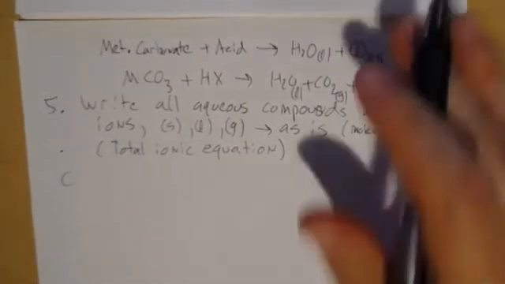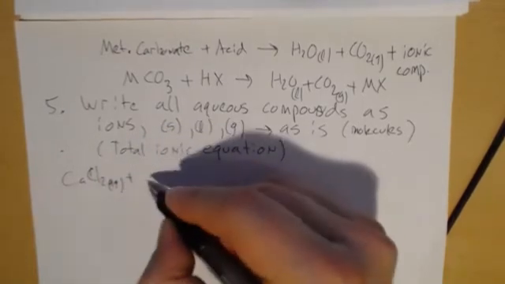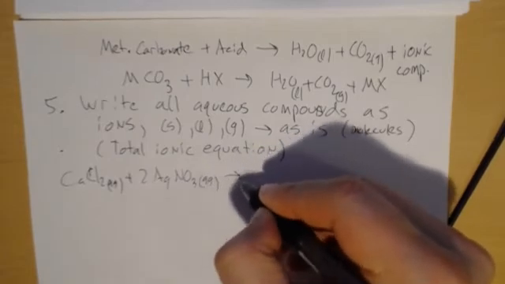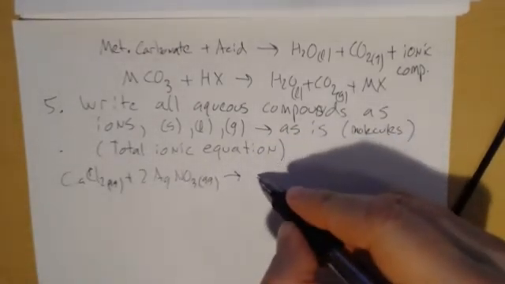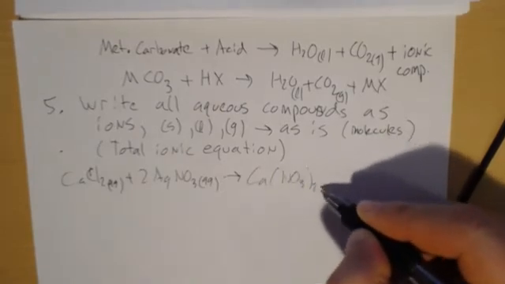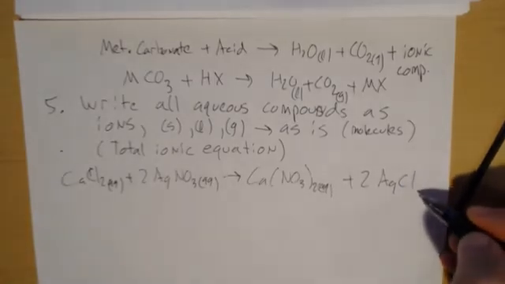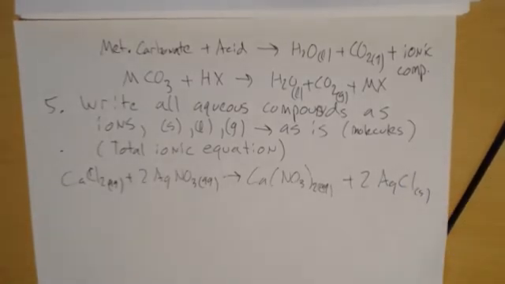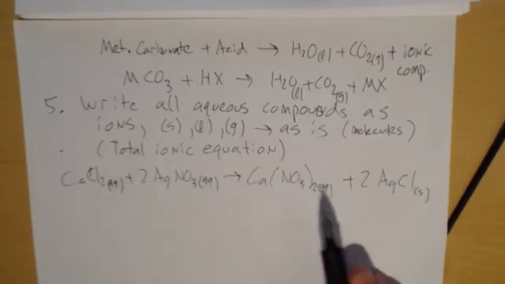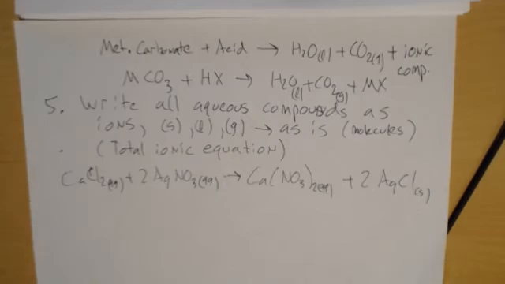But anyways, let's show the regular balanced equation first. Calcium chloride aqueous plus 2 silver nitrate aqueous goes to calcium nitrate aqueous plus 2 silver chloride solid. All the ones that are aqueous, I'm going to break apart. I'm going to leave that one as is. It does not break apart because it formed a solid.